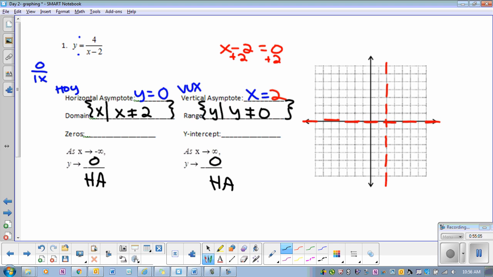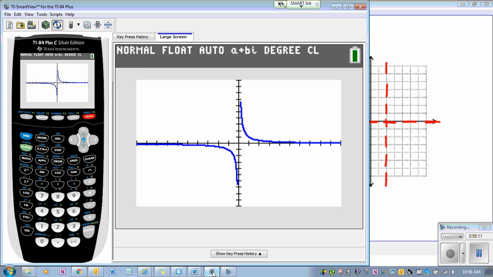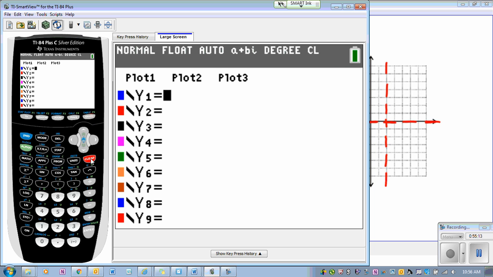Alright, so now zeros and the y-intercept. Okay, let's go to our calculators and let's graph this. Up on top I have 4. It's just one thing, so I'm just going to put 4. Divided by, on the bottom, do I have more than one term? Yeah, so you better put that in parentheses, x minus 2. Just like this. Put this in your calculators.